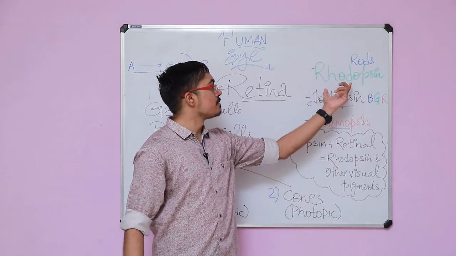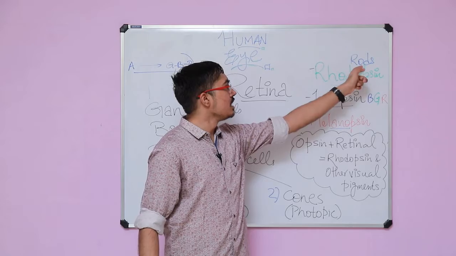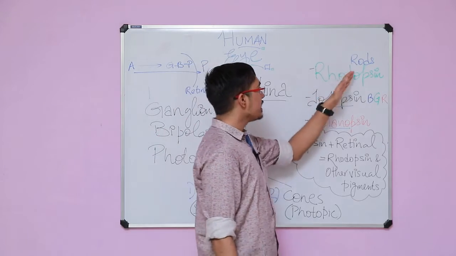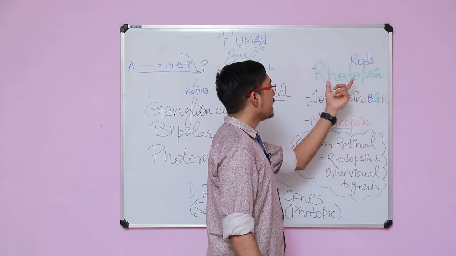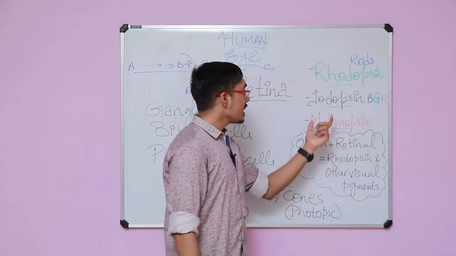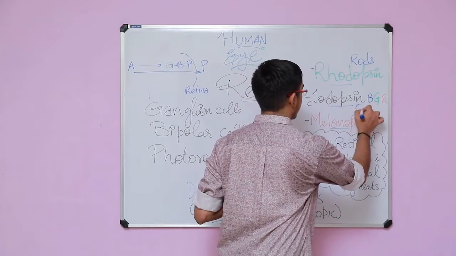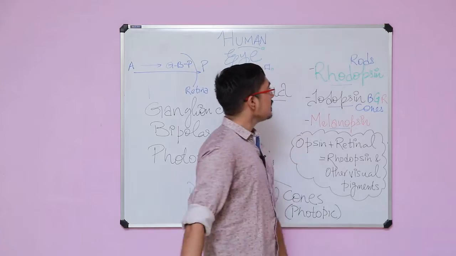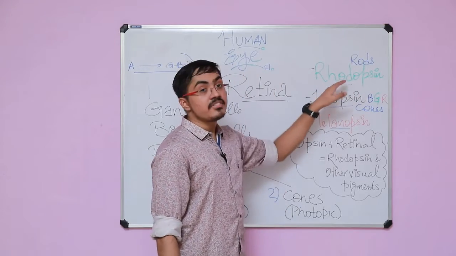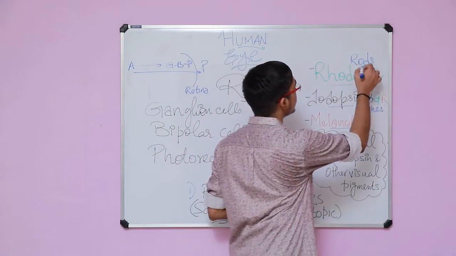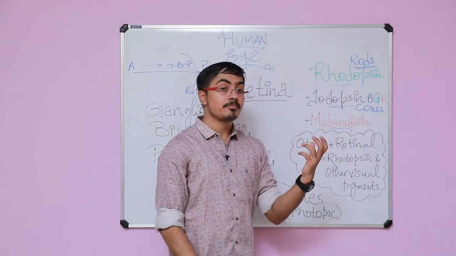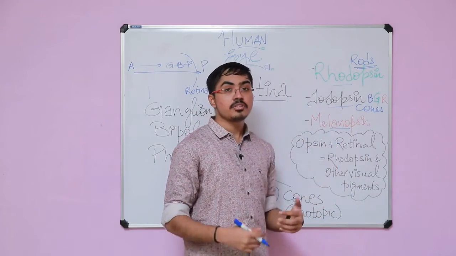You can very easily remember it from the name itself. It starts with R, and rods also start with R. So you can link it and learn that rhodopsin is present in rods. Iodopsin is present in the cones, right? Rhodopsin is called the visual purple. See the color with which I am writing it, it is called the visual purple, and iodopsin is called the visual violet.